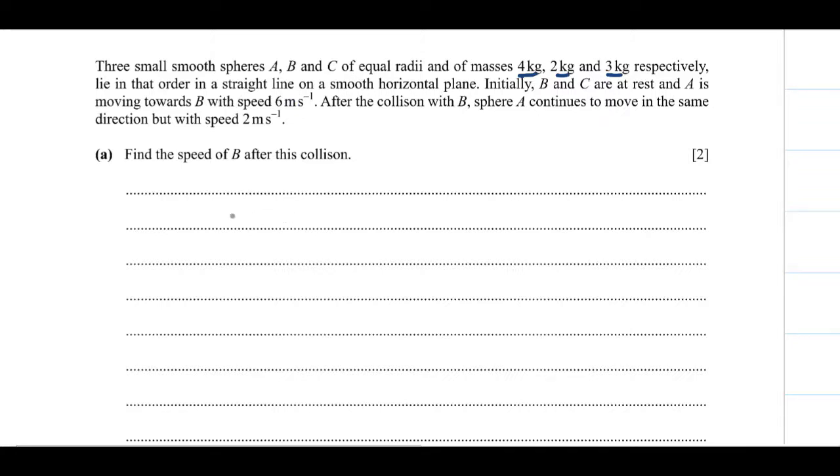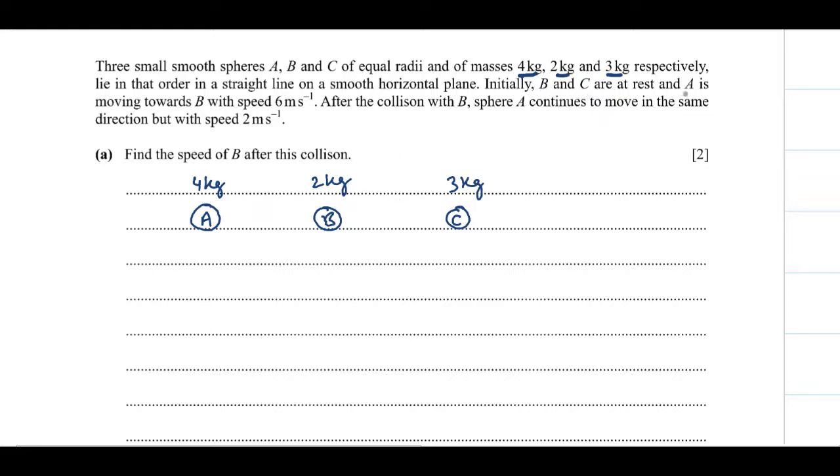So what you can do is we can draw these spheres. We can say it's going to be the first sphere like this, that's A. We have another sphere, that's B, and we have another sphere, that is C. So what is happening initially? They have their masses given. So we have 4 kilograms, we have 2 kilograms here, and we have 3 kilograms in this last case.